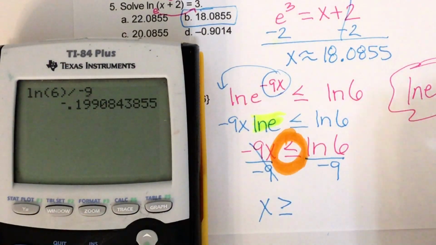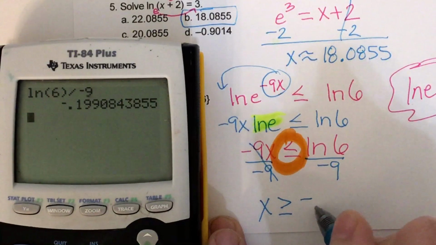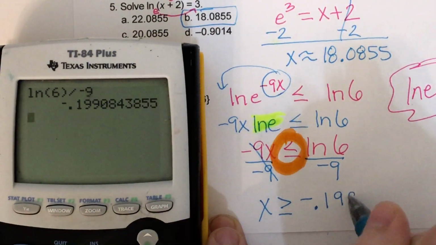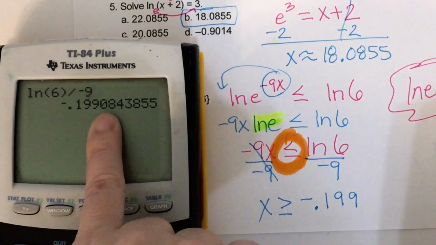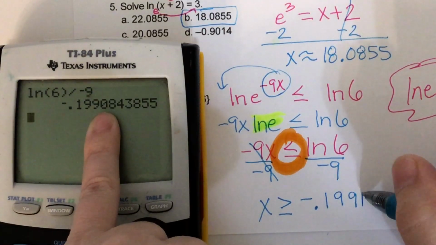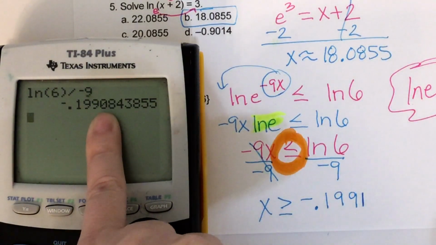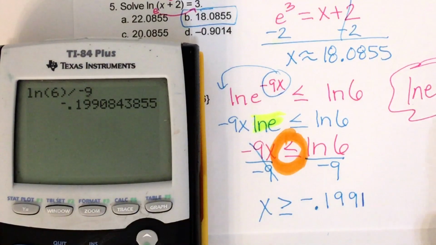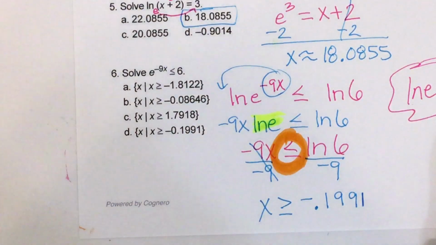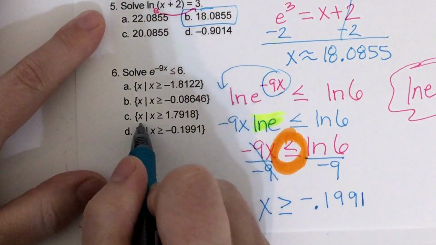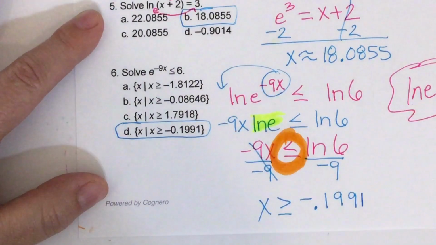So x is greater than or equal to negative 0.1991. That 0 rounds up because we have a 5 or higher behind it. And this is answer choice D, as in doggy.